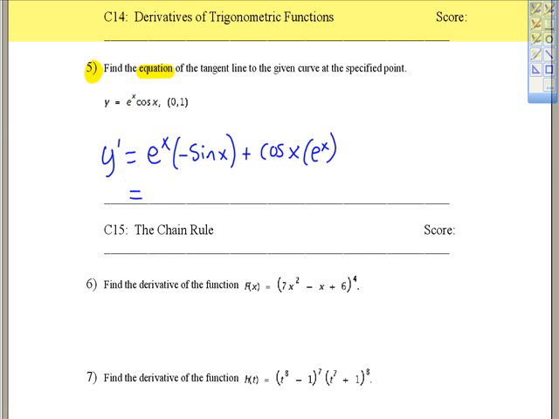Let's clean that up a hair. I can take out an e to the x, and if I factor, I've got cosine x minus sine x, which would be the simplest way to write that.